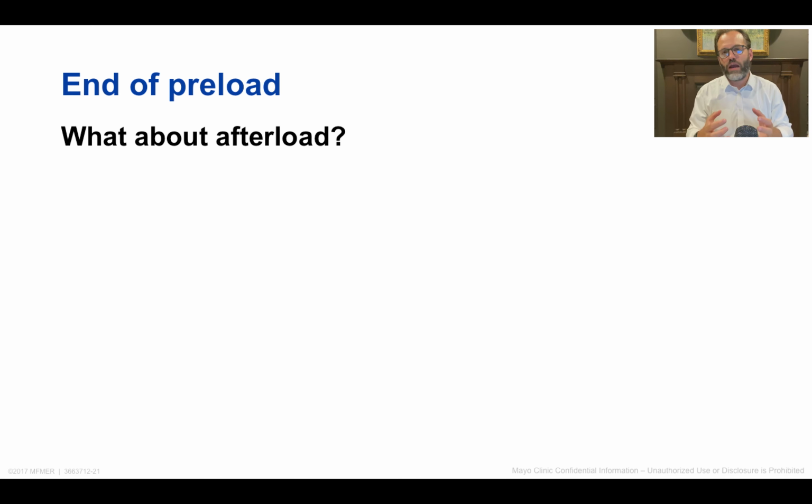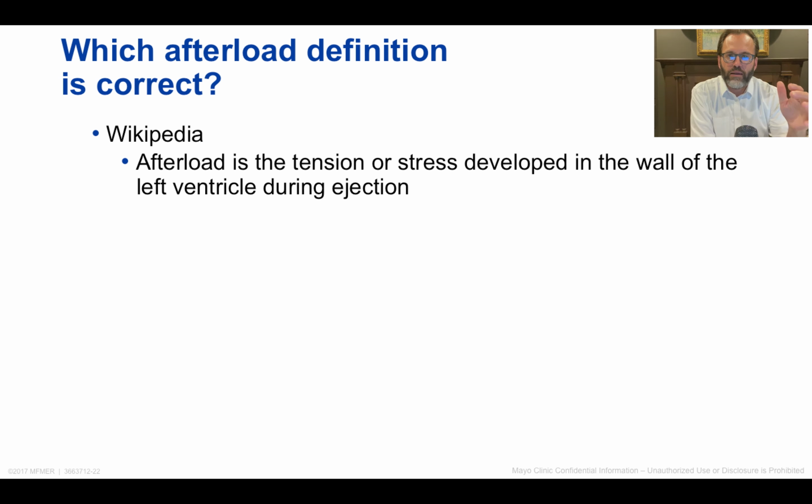Well, what about contraction? And how do we estimate how much work the ventricle actually has to do during that contraction phase to eject blood out and into the circulation? And so again, we can visit our options for which definitions of afterload might be correct. So of course we can turn to our trusty Wikipedia, where afterload would be defined as the tension or stress developed in the wall of the left ventricle during ejection.